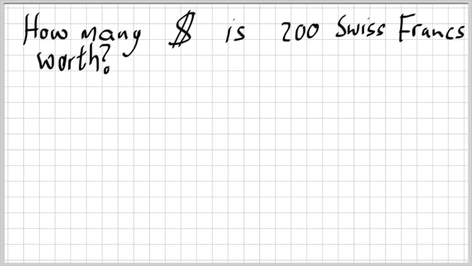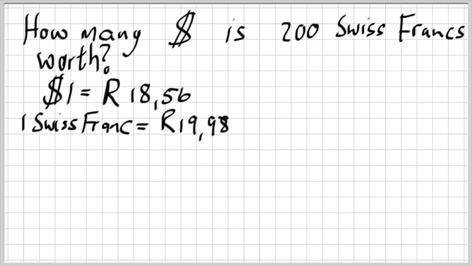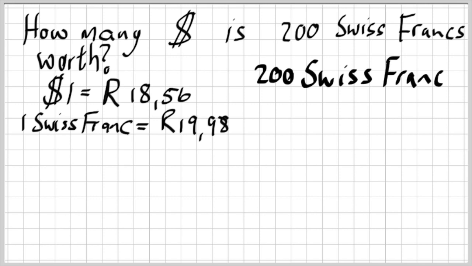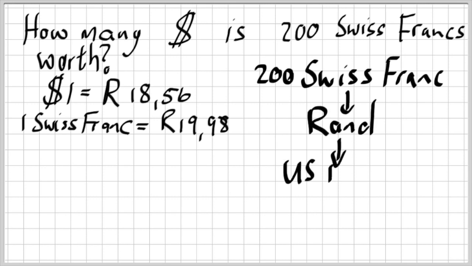How many dollars is 200 Swiss francs worth? First of all, let's look at the information that was given. Remember, $1 is 18 Rand 56, and 1 Swiss franc is equal to 19,98 Rand. What is my thinking process? Well, I know I can convert Swiss francs into rands and take those rands and convert them to US dollars. So that is going to be the thought process in solving this sum.